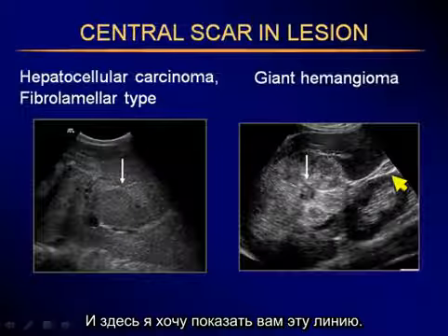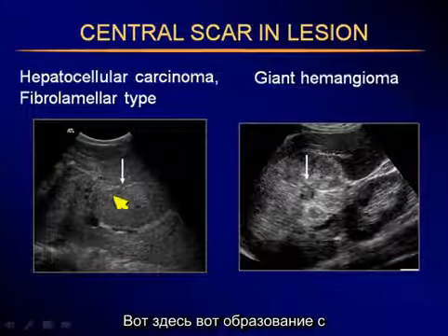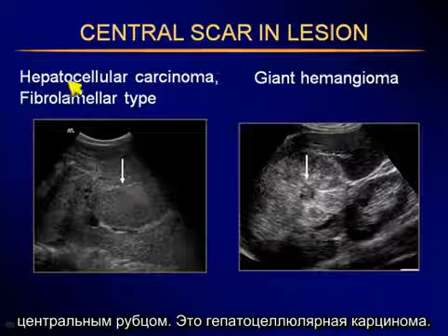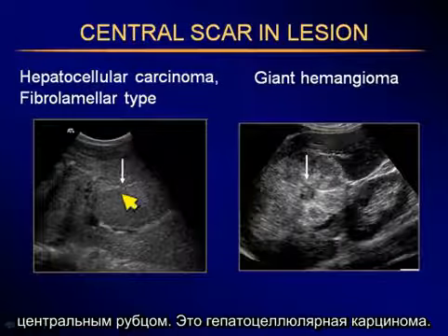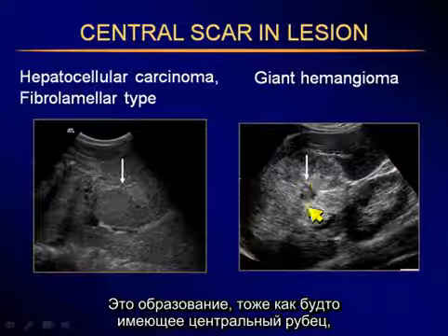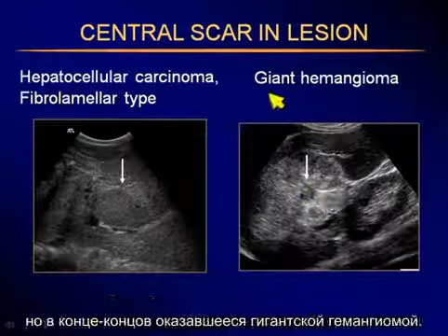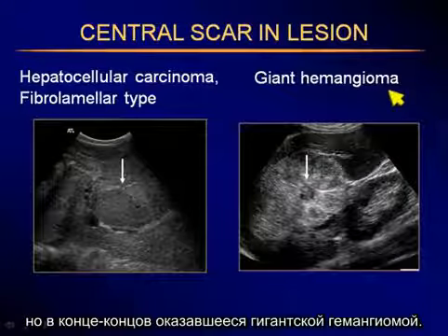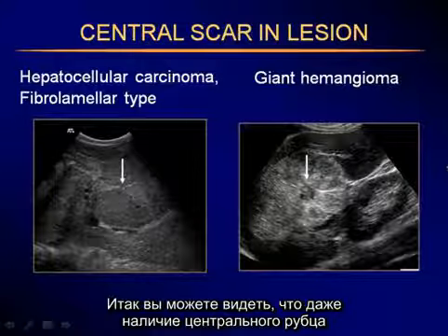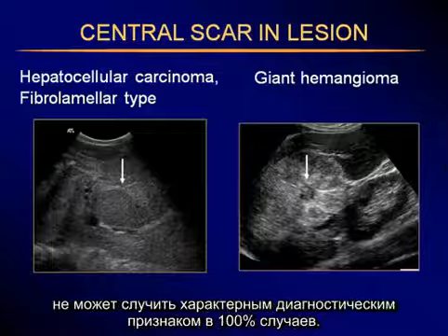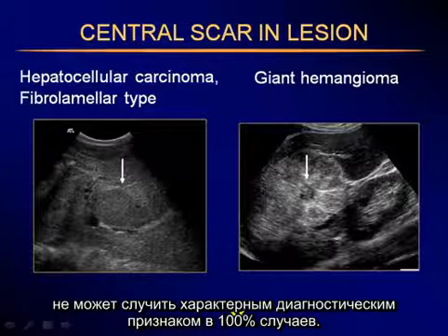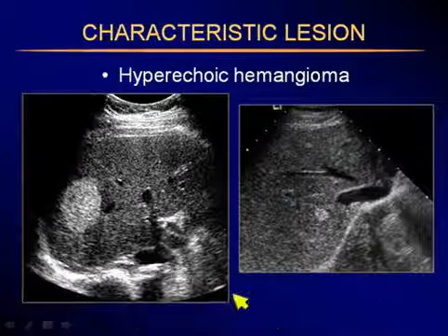And here's why I'd like to show you. Here's a lesion with a central scar, and this was a hepatocellular carcinoma. This was a lesion that seemed to have a central scar, and this ended up to be a giant hemangioma. So you see, even that central scar is not characteristic enough to be 100% diagnostic.